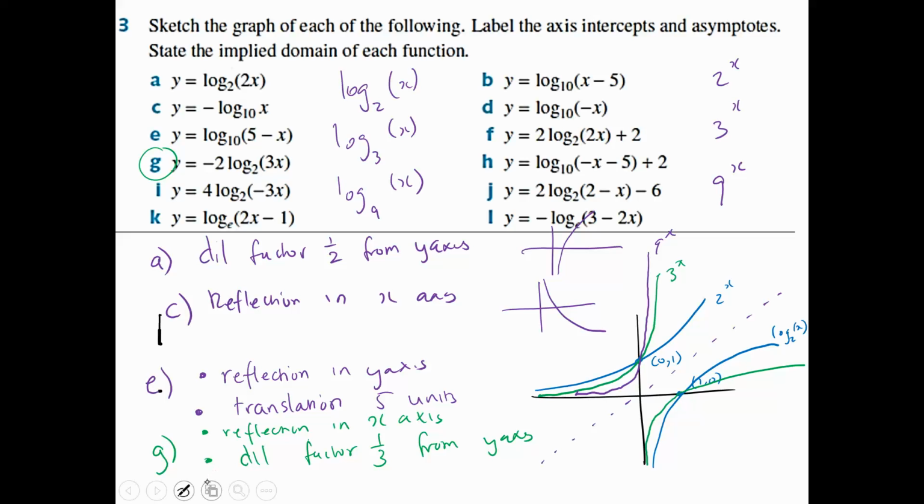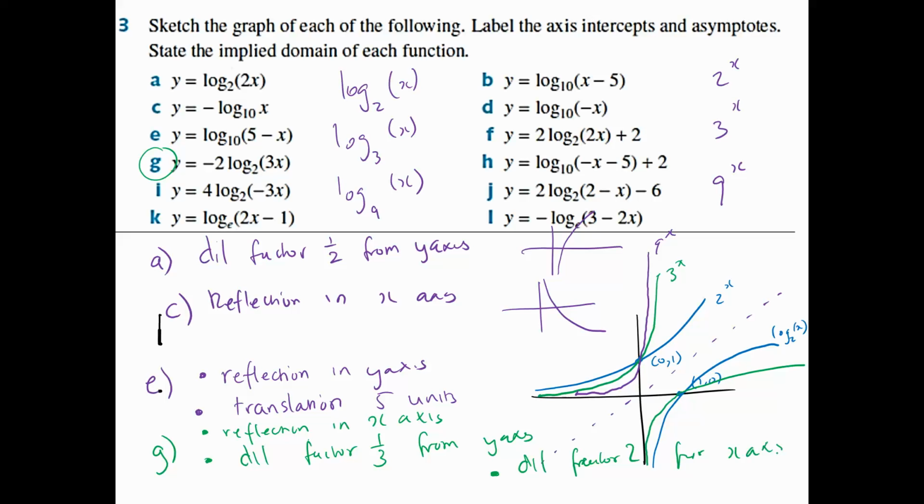Okay, and then finally, number 2, what does the 2 do? Can I please have Jack? Good. Factor 2. Okay, factor 2 from the x-axis.